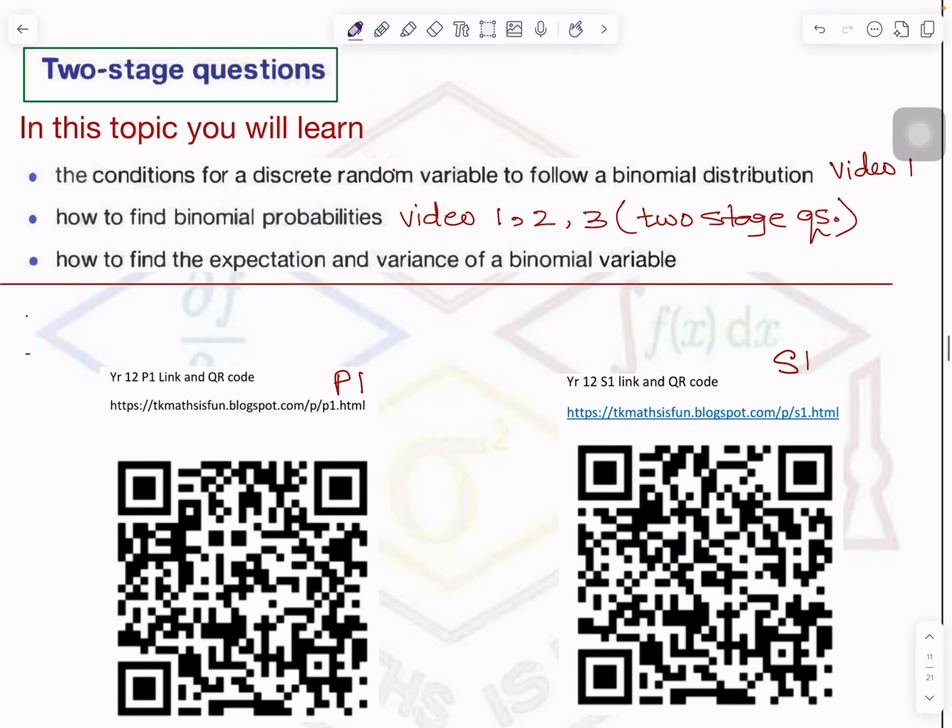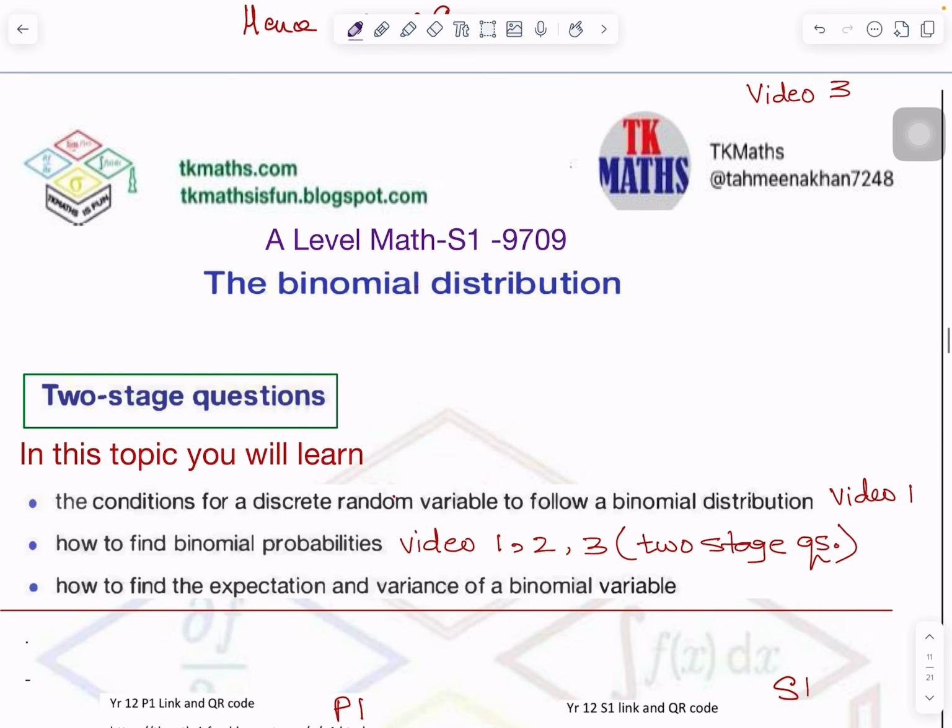In today's video, which is video number 3 on binomial distribution, we will look at the application of binomial distribution on two-stage questions. So these are mostly considered as tricky questions. In earlier videos, you can see the definition of binomial, what it is, what are the conditions in which it is applied, and how to calculate the probability.